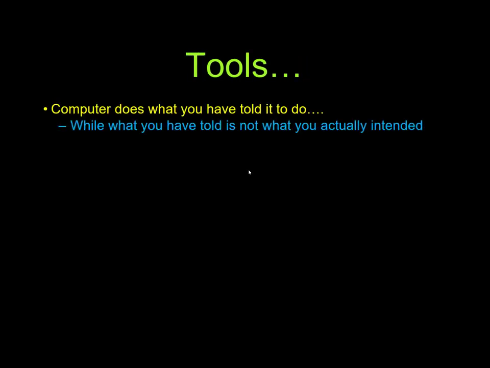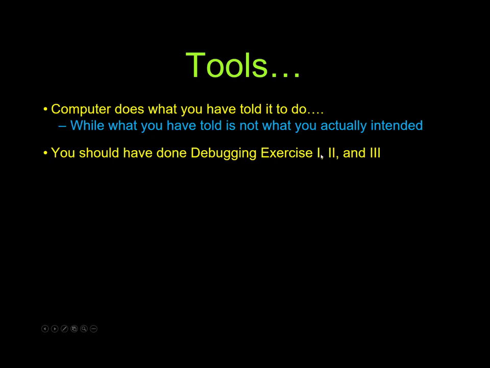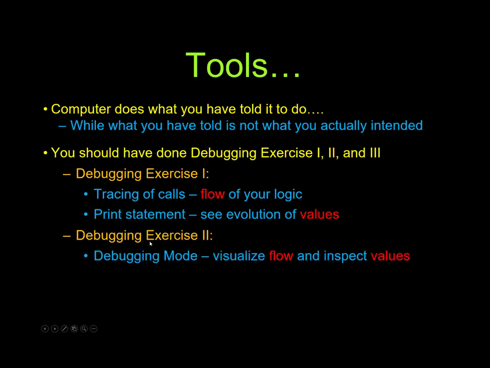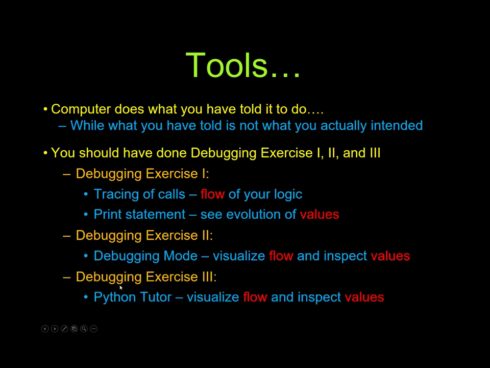Computers hardly make mistakes. They do what you have told them to do, even though what you have told them is not what you actually wanted. There are tools around to help us realize our mistakes. By now, you should have done debugging exercises 1 and 2 and possibly 3. In debugging exercise 1, you learn about tracing your program with print statements. In debugging exercise 2, you experiment with the debugging mode in IDLE to understand the flow and to see the values of your variables. And in debugging exercise 3, we use Python Tutor to see the flow of a program and have a visual of your variable values.